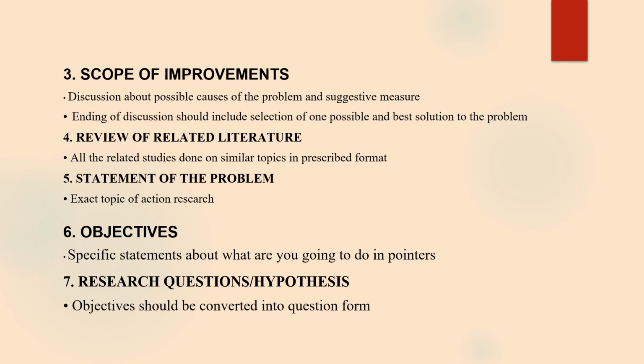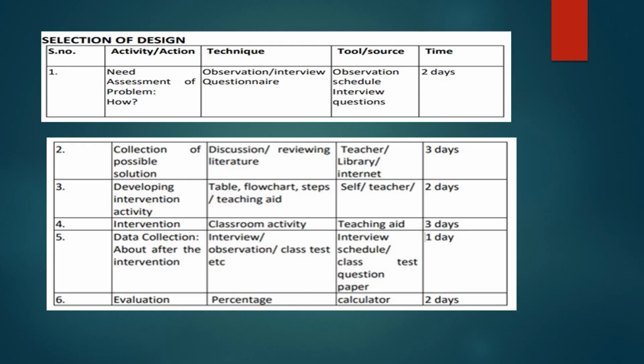You have to write the review of related literature also, which is the research that has been done on similar topics, in a prescribed format. Then the statement of problem, where you write the exact topic of the action research. Then proceed towards the objectives, then research questions and hypothesis. These are the main important parts you have to follow.